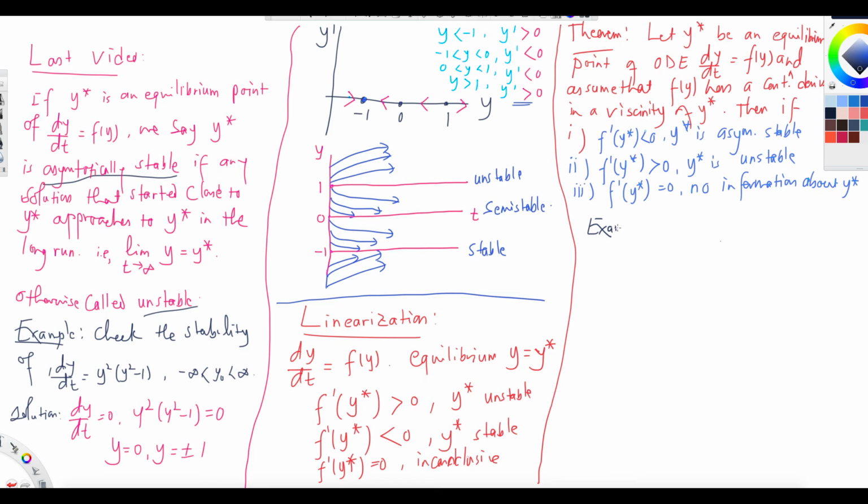Example: find equilibria. Oh, by the way, the plural of equilibrium is equilibria. Find the equilibria of, exactly the same example, dy over dt equals y squared times y squared minus 1, with negative infinity less than y0 less than infinity, and determine the stability.